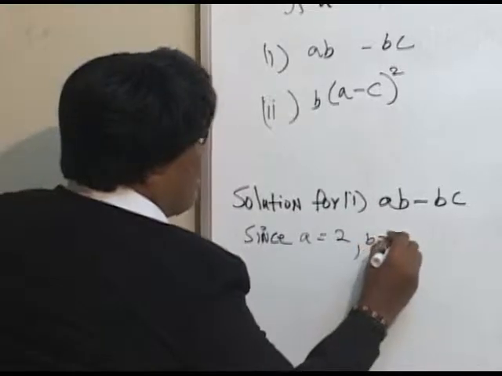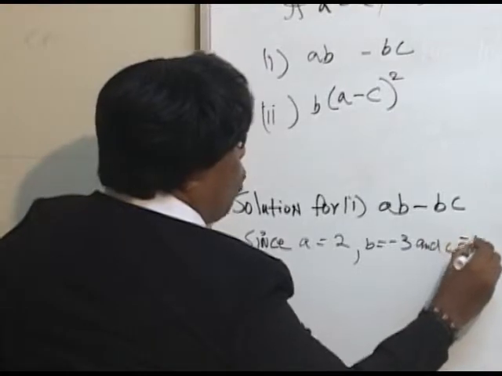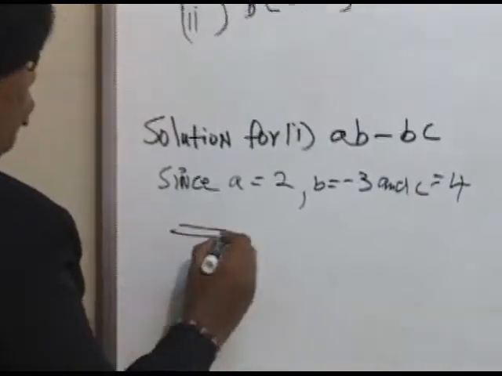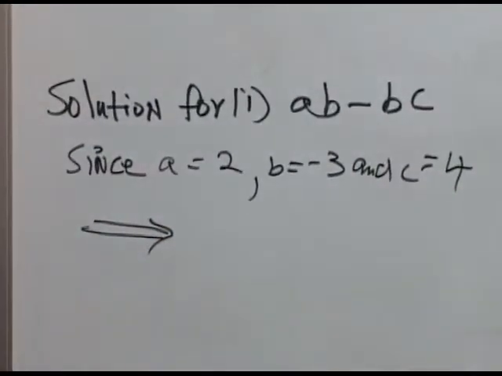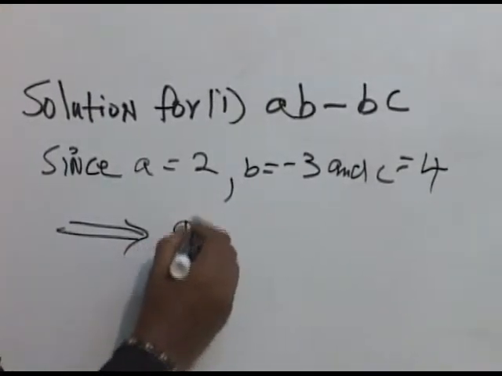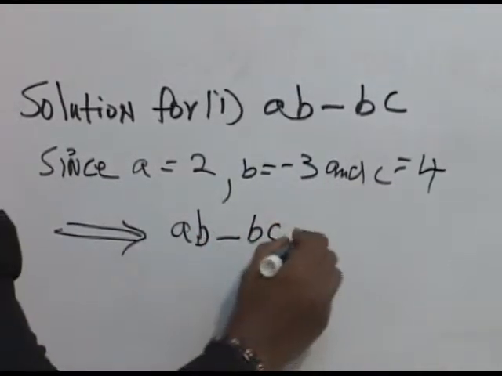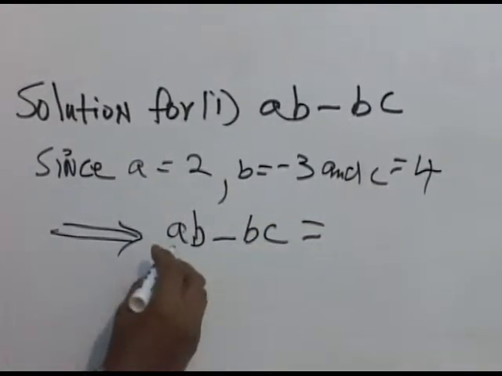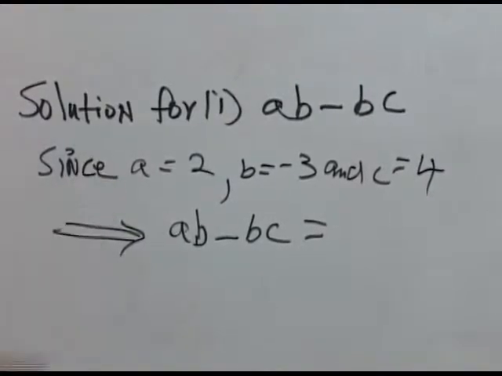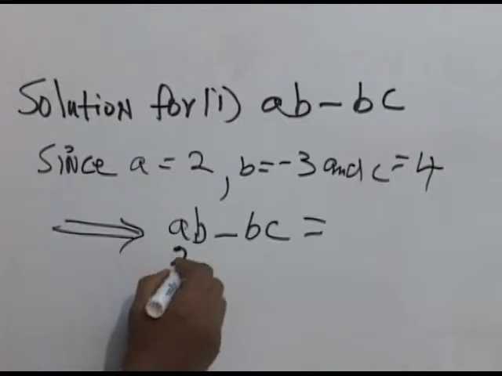B is equal to -3 and C is equal to 4, and we use an arrow. This would imply that AB minus BC would be equal to, and I want to write it on the each here so that you can see right away. Our A is equal to 2, so where I had A here, I'm going to be writing 2.